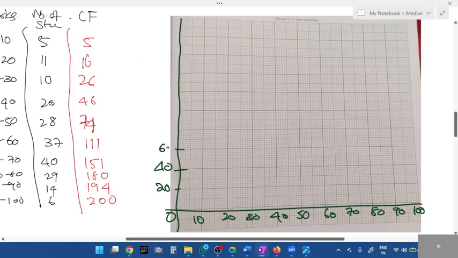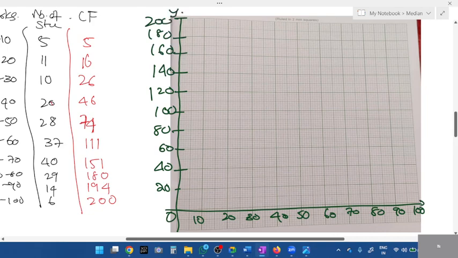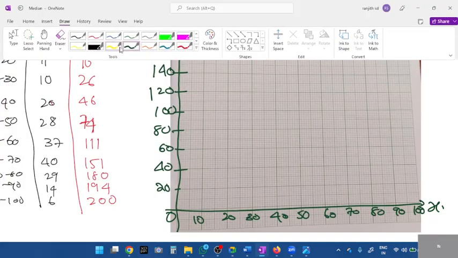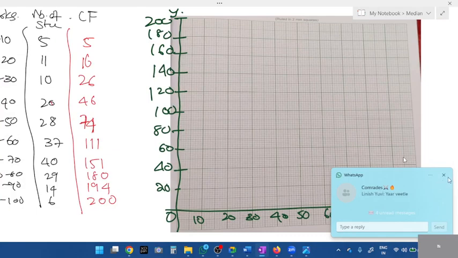Suppose you take 20, 40, 60, 80, 100, 120, 140, 160, 180, 200. Y-axis, x-axis. Is it clear? All of you understood? Now, the first concept, students.